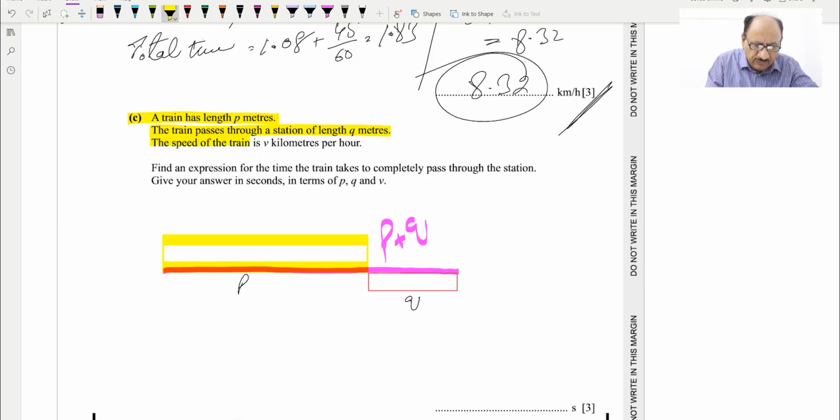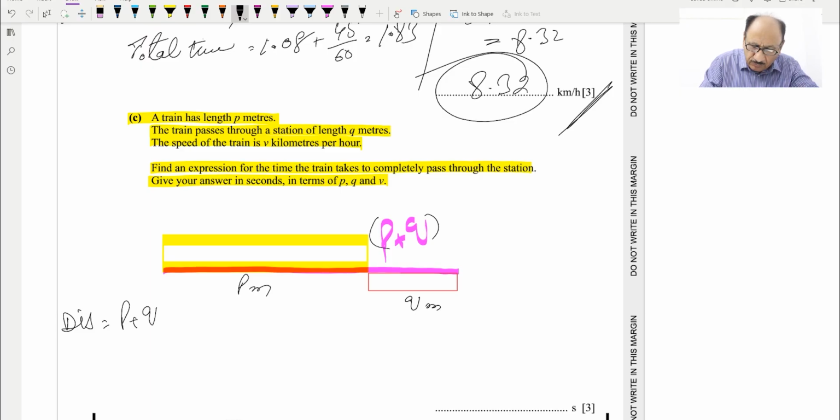And now we need to find what the speed of the train is given as v kilometers per hour. Find an expression for the time the train takes to completely pass through the station. Give your answer in seconds in terms of p, q and v. So distance will be what? Distance will be, total will be p plus q, and this is in meters, p meters, and this is also in meters.